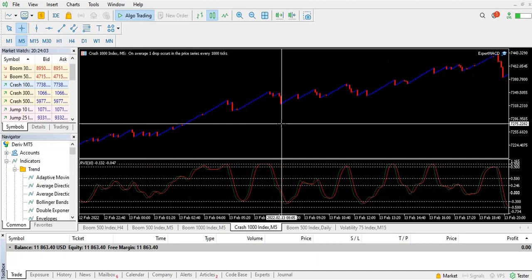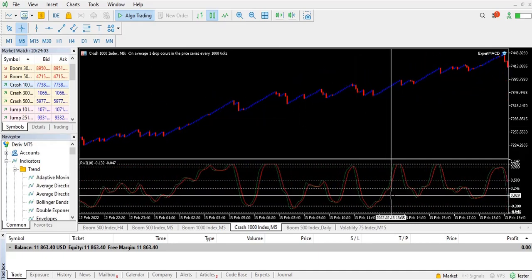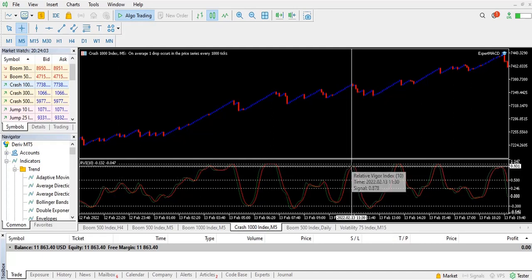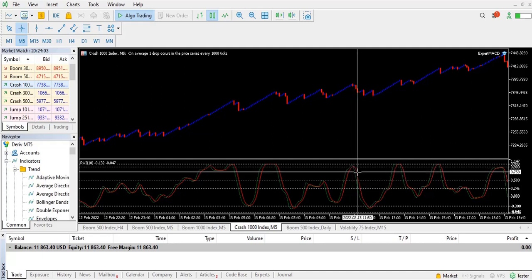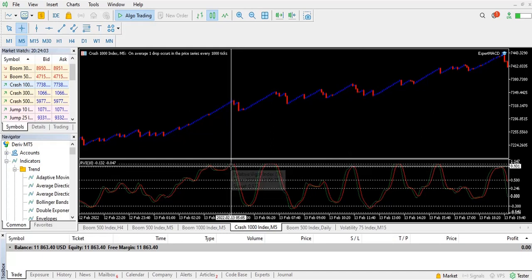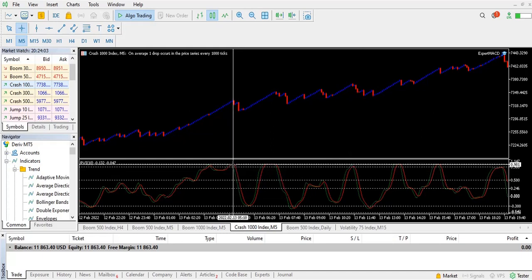That's it. You can see this is another level 900, but this green almost touched the level 0.998. So you can see you still end up in profit. Here again, 0.998. You end up in profit, no doubt about it. You surely end up in profit.